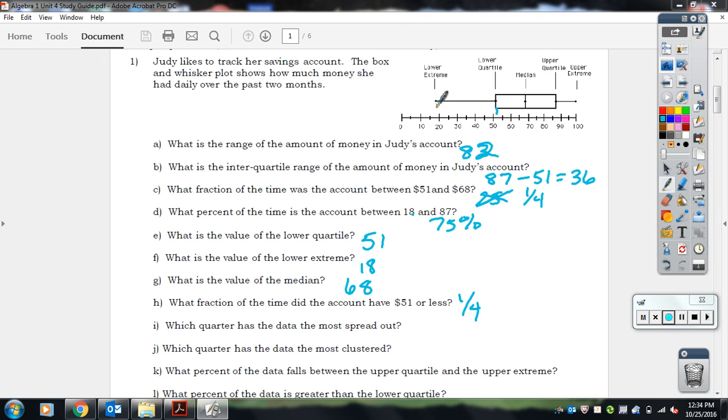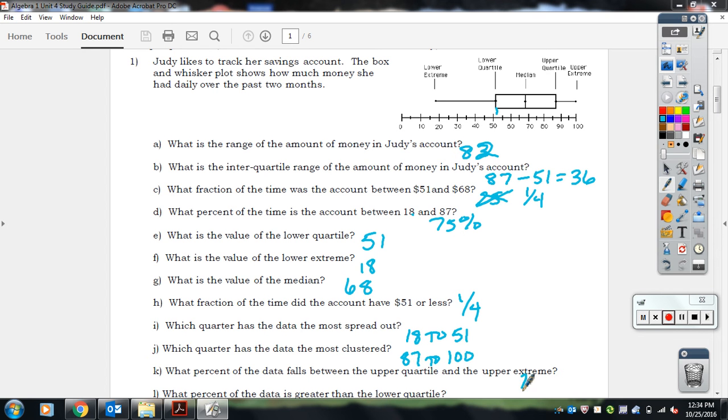Which quarter has the data most spread out? In other words, what's the biggest section? Looks like the first section, so from 18 to 51 is the most spread out. Which quarter has the data most clustered? I think this is the smallest one, which we'll say is 87 to 100.